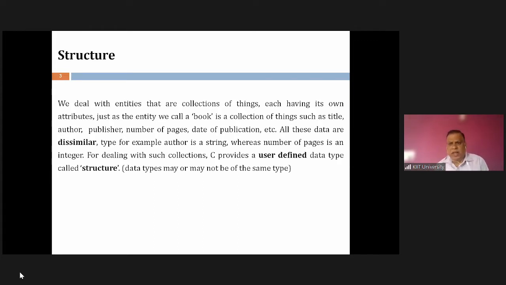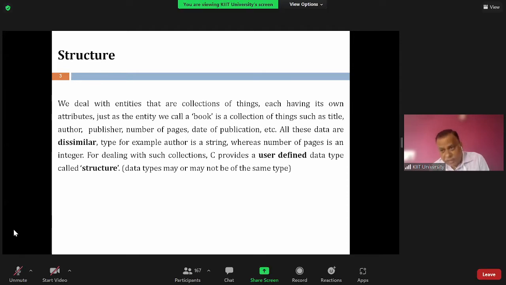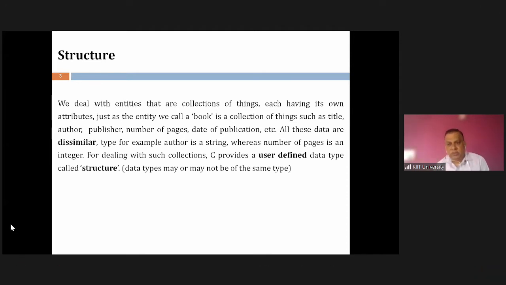Int, float, char, they have already been defined. We have some other data types which are not defined. Then how can I do operations on those data types? Now I will declare, or rather define, our own data type in the programming language. So the scope has been given to the user to define their own data types.